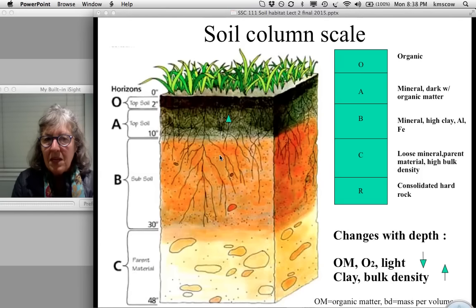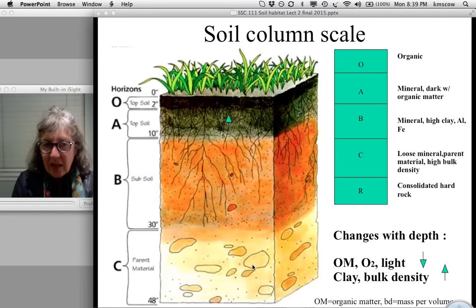And then we have the B horizon, which is deeper in soil, and it's less influenced by the organic material at the surface. It's going to be higher in clay content, higher in aluminum and iron, but an area where there has been a lot of transformation of the original parent material.